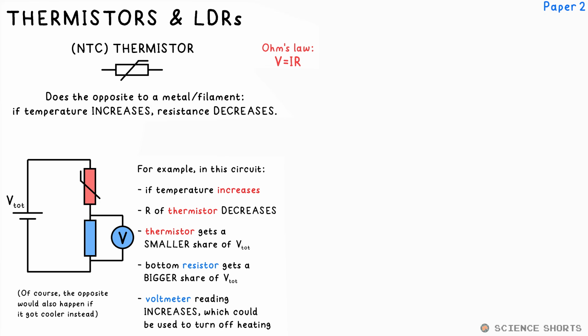In this case, if the temperature increased, the resistance of the thermistor would go down, as does its share of the total PD. That means the PD measured by this voltmeter here will increase. This could be the basis of a temperature sensor for your central heating, for example.